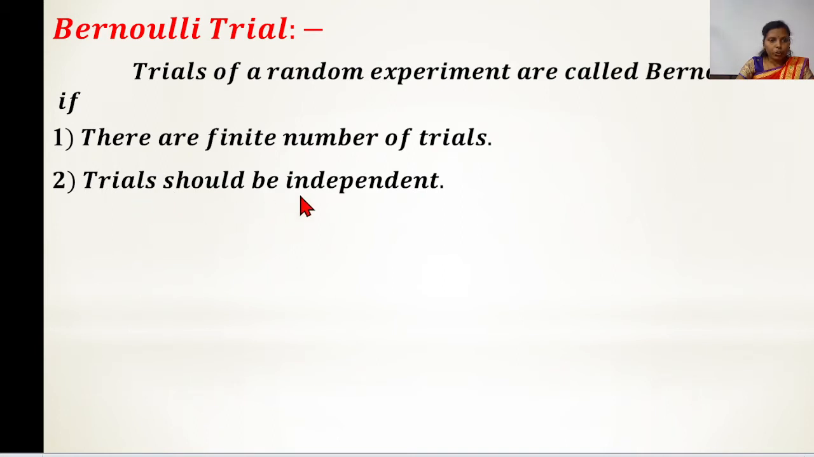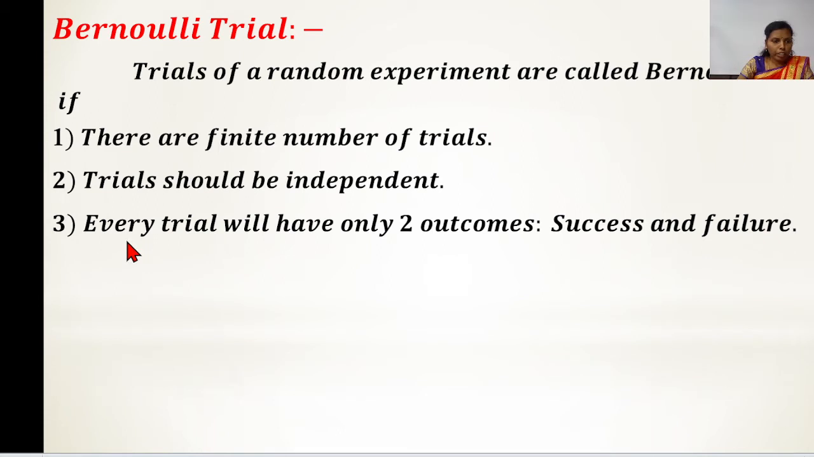Second, trials should be independent. It means that if a coin is tossed one time, then we get possible outcomes: first is head, second is tail. Means that the first outcome is head, the second outcome is tail. Next, if we toss the coin a second time, then the possible outcomes are first tail, second head. That is, trials should be independent.